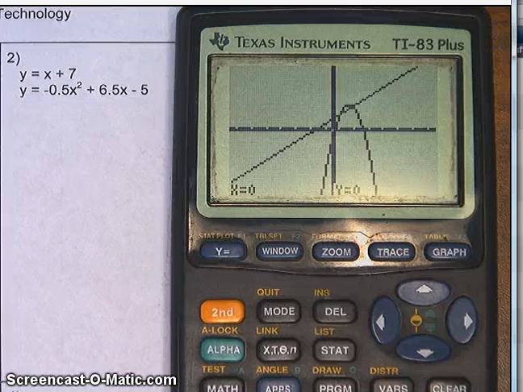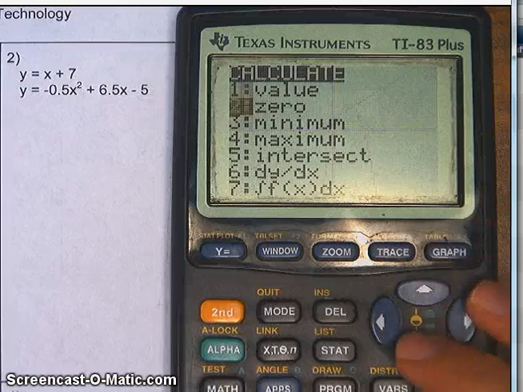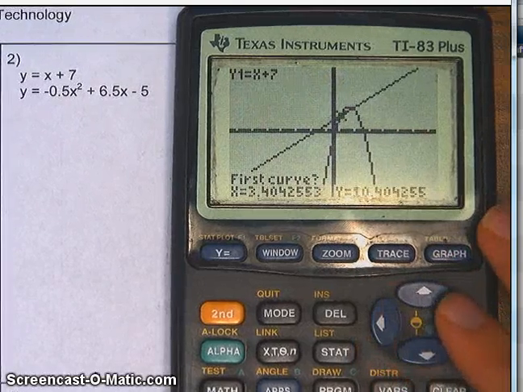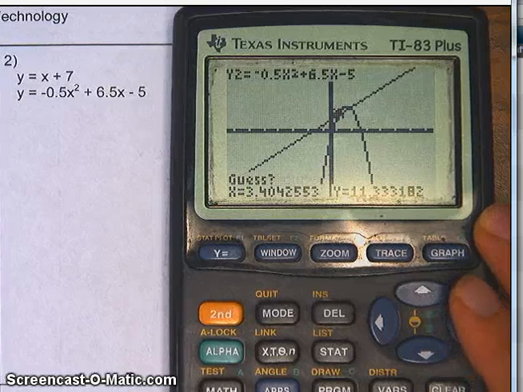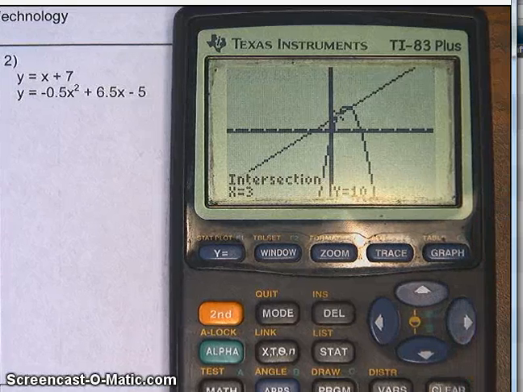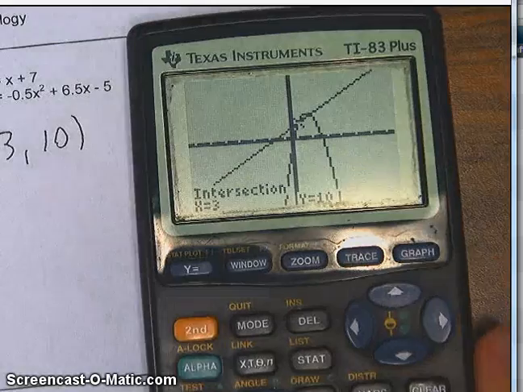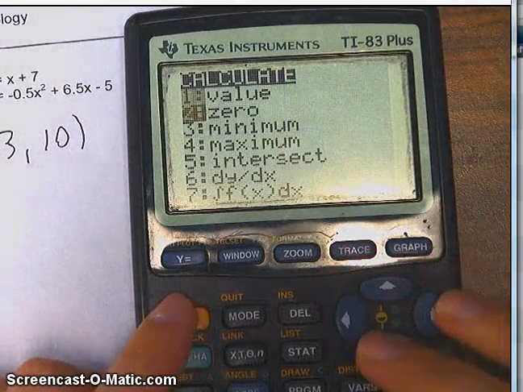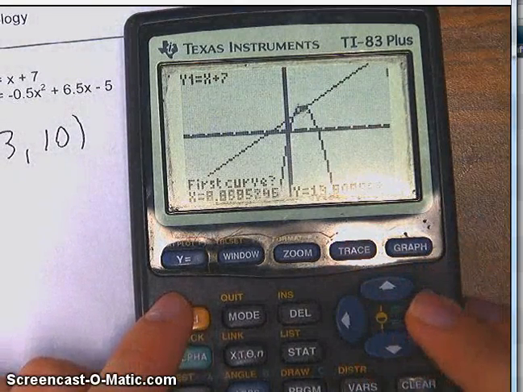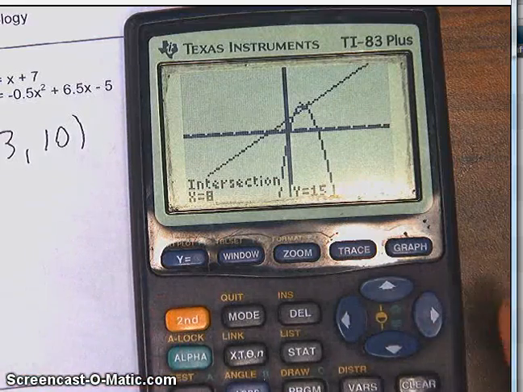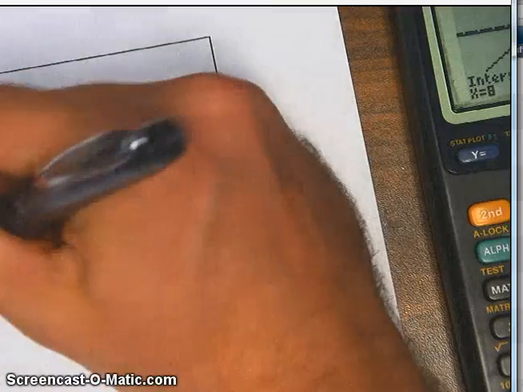So it's the exact same process now. Second trace 5. Move the spider pretty close to the first intersection point. Hit enter 3 times. Looks like one of those is 3, 10. And the other one, second trace 5. Move on over. Enter, enter, enter. The other one is 8, 15.